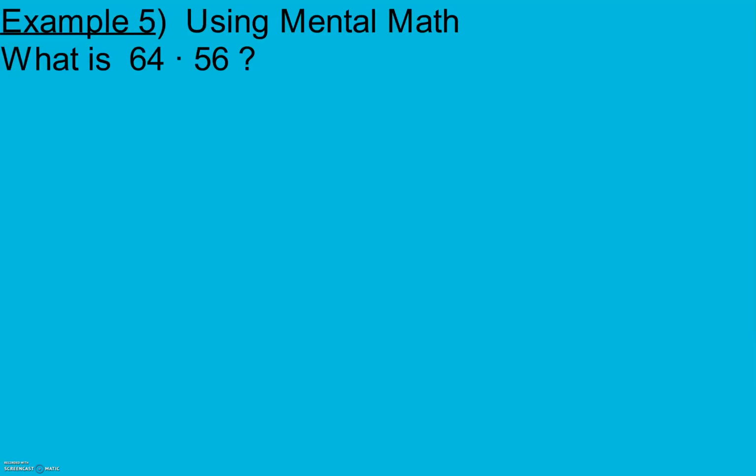In example 5, we're going to use mental math again. So instead of taking 64 times 56 or just typing in our calculator, we're going to try and do this mentally. So 64 is close to 60, and I can get back to 64 by taking 60 plus 4. I just rewrote 64 in another way. 56 is close to 60 as well, but to get back to 56, I have to subtract 4. 60 minus 4 is the exact same thing as 56, it just looks a little different.